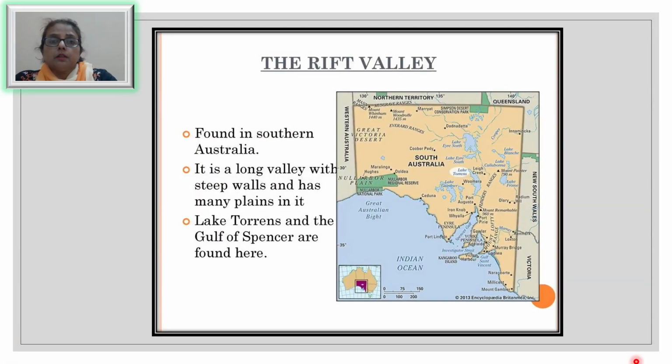Lastly, we come to the Rift Valley of Australia. The Rift Valley of Australia is found in the southern part of Australia. It has long valleys with steep walls and many plains. Lake Torrens and the Gulf of Spencer are found here. So, this entire area comes under the Rift Valley of Australia.